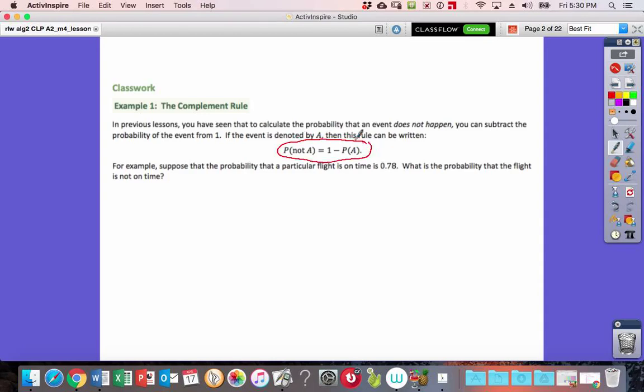Okay, if you have the probability of not A, it's going to be 1 minus the probability that A happens, because we know it's 100%. Okay, example, if the probability the particular flight is on time is 0.78, the probability of it not being on time is going to be equal to 1 minus the probability of it being on time. It's going to be 0.22 or 22%. Okay, and we've used that before in other lessons.